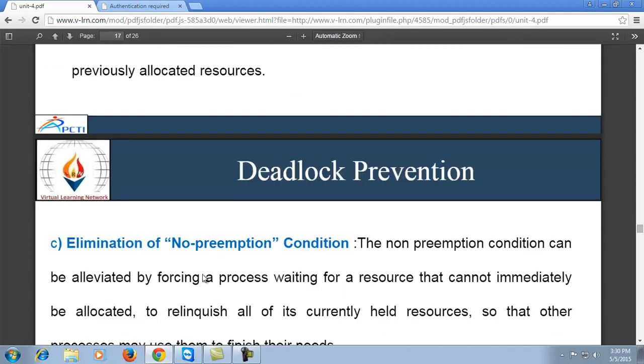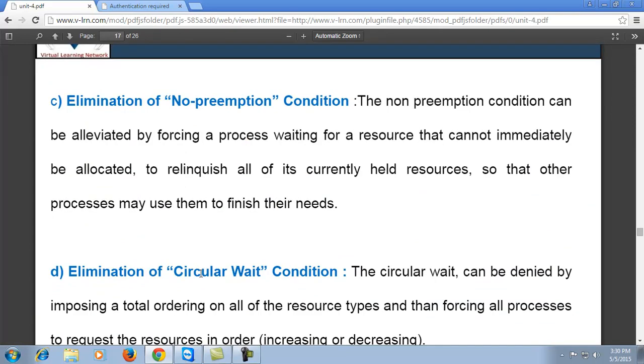Now, the next condition is elimination of the no preemption condition. The no preemption condition can be eliminated by forcing a process waiting for a resource that cannot immediately be allocated to relinquish all of its currently held resources, so that other processes may use them to finish their needs, and that is then allocated to another one.